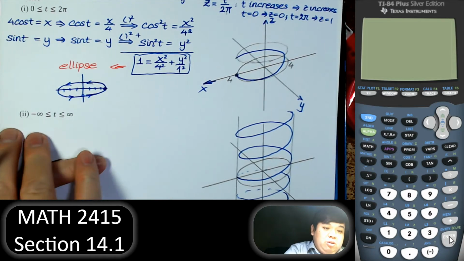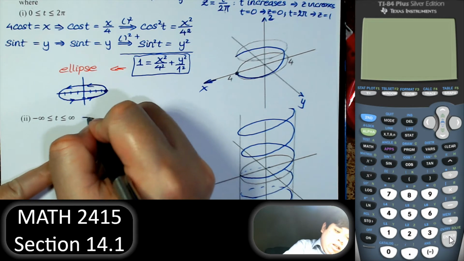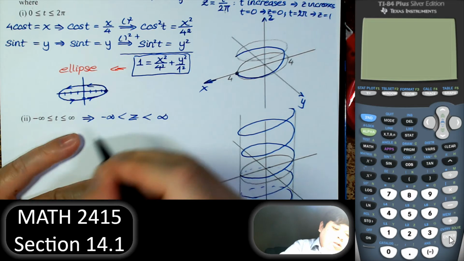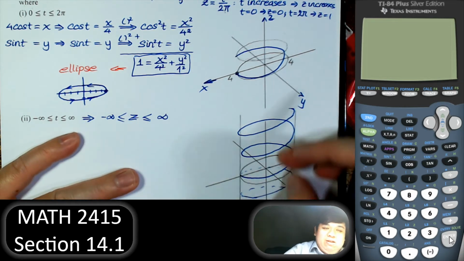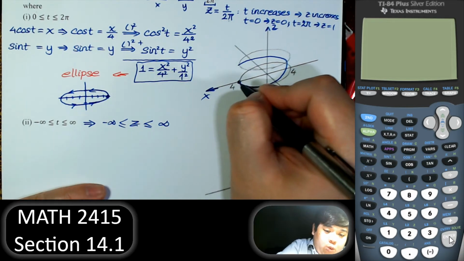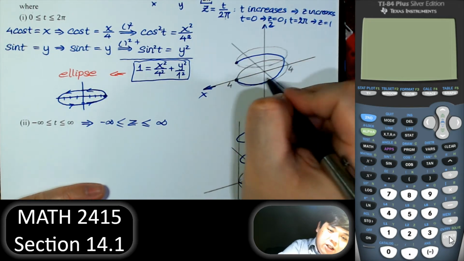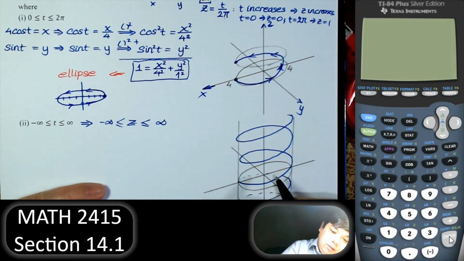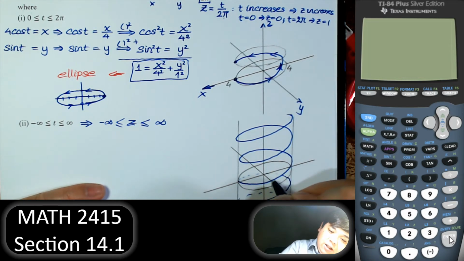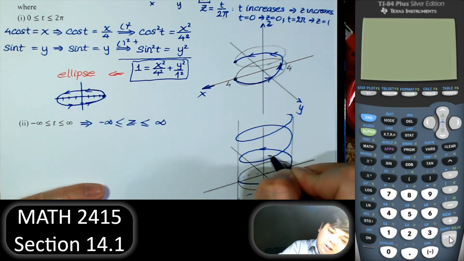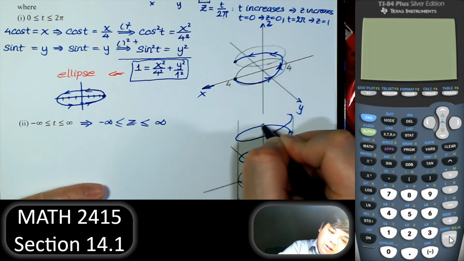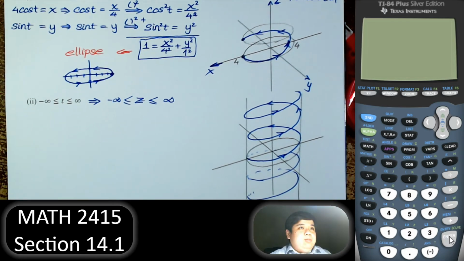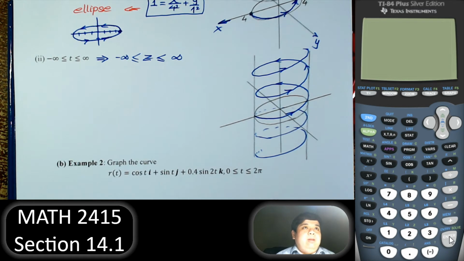When t goes from negative infinity to infinity, z will go from negative infinity to infinity as well. So we just have that. This will only go one revolution from 0 to 1. So the direction is that direction. Just keep spiraling like that.